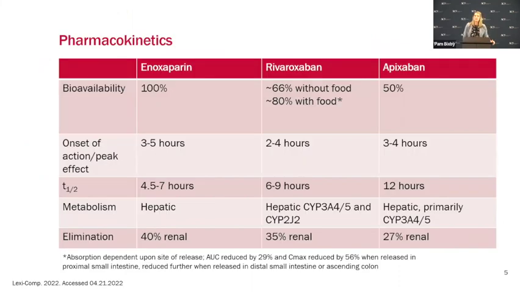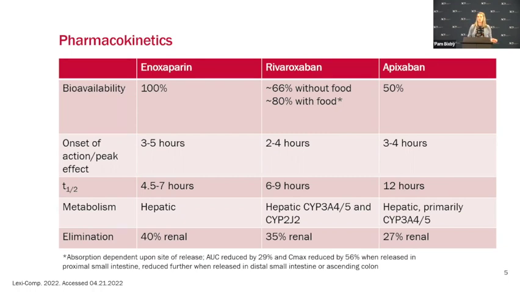So we've established, I think, today that Enoxaparin is our workhorse agent here for VTE prophylaxis in trauma patients. So if we're going to compare our oral agents, let's compare them to the gold standard. So the bioavailability of Enoxaparin is outstanding at 100%. The onset of action is rapid. The half-life is short, but not too short, so that you're not committing to a long period of time of anticoagulation or prophylaxis, but you still don't require very frequent dosing. Metabolism is somewhat hepatic, and elimination is 40% renal.